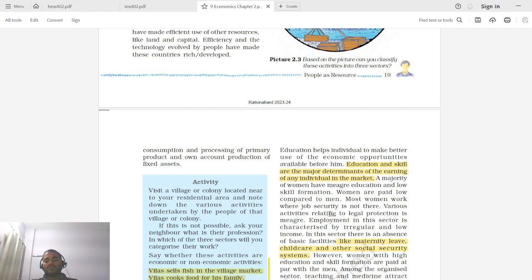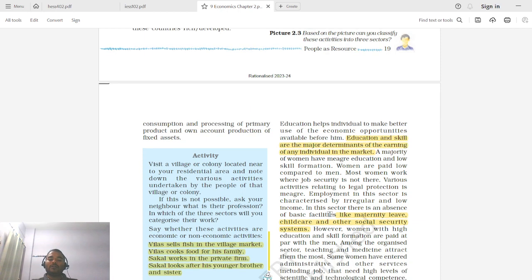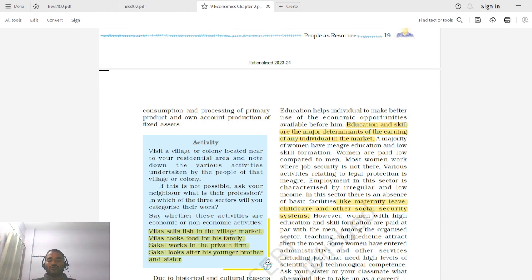But nowadays the situation is changing. The market, the companies, the industries, they do provide maternity leave, child care, and some security to women to enhance their engagement in development. However, women with high education and skill formation are paid at par with men in the organized sector. Teaching and medicine attract them the most. So skilled women do get payment equal to that of men, and they also hold recognized positions.